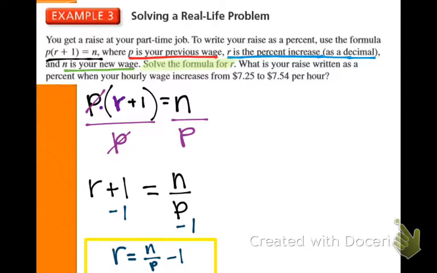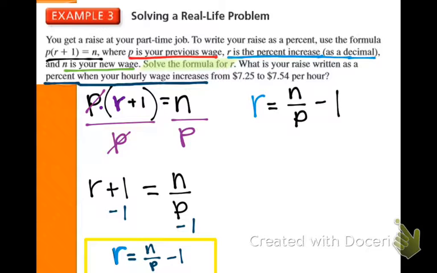The second half asks, what is your wage written as a percent when your hourly wage increases from 7.25 to 7.54 per hour? So what did R represent here? My percent of increase, right? What are we trying to find? My percent of my hourly wage increase. So if I solved for R, if I plugged in everything I knew and solved for R, I would have the answer. So I'm going to write the formula again and plug in the numbers that they gave me.